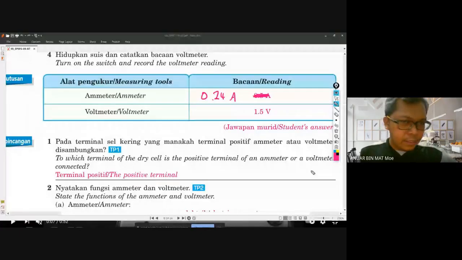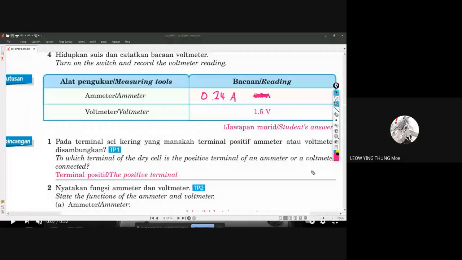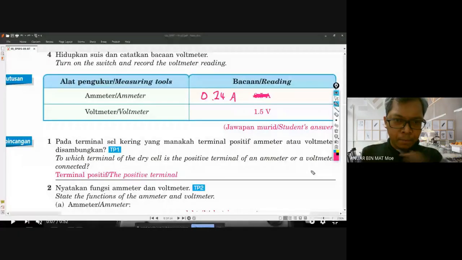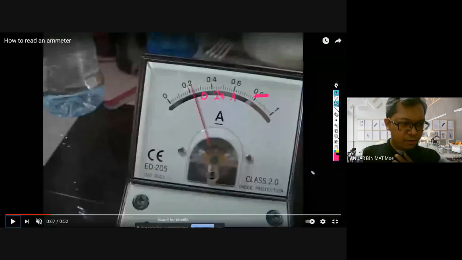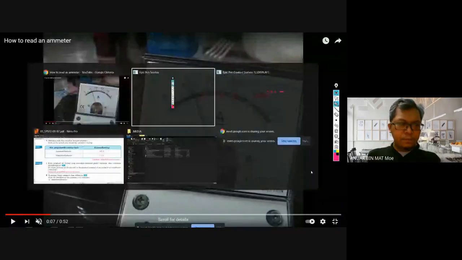Okay, class? Is it good? Yes. Because why? I take the reading from this video. So this is 0.24 ampere. Good? Right. So the next one, what is the reading of voltmeter?